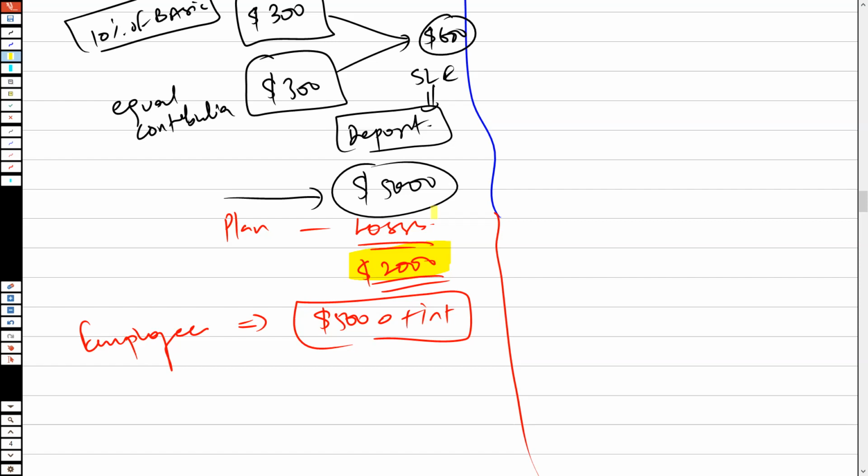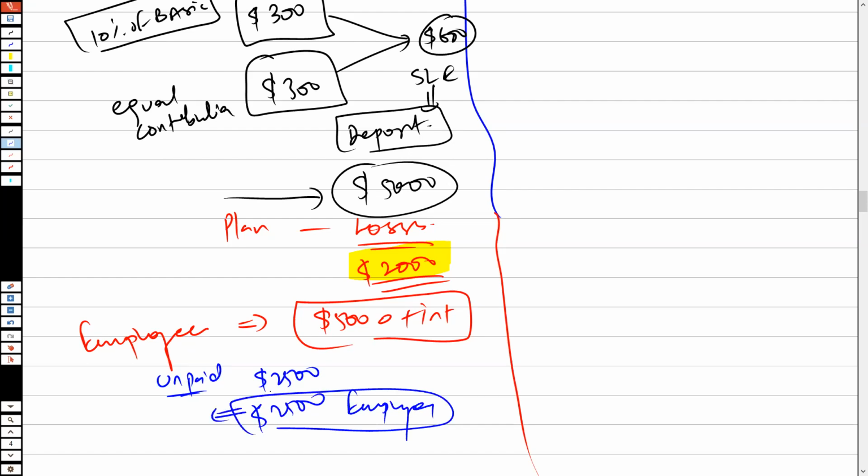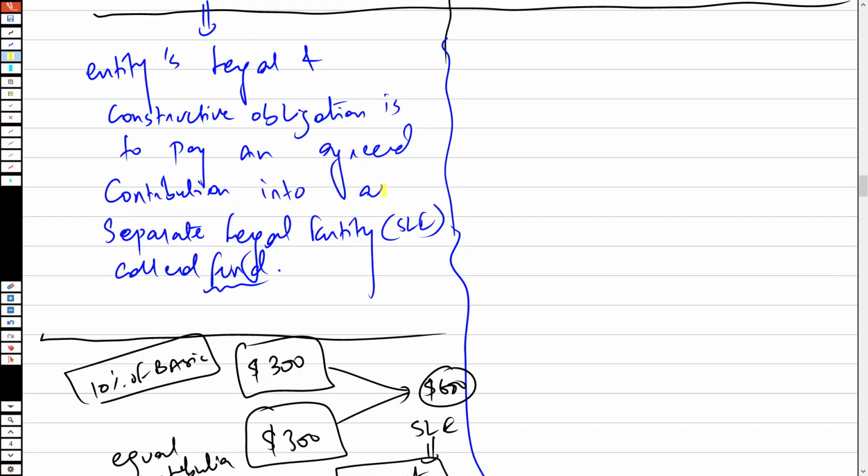the entity is only legally or constructively obliged to settle the unpaid amount. So if $2,500 was deducted from the employee salary and $2,500 was to be contributed by the employer, and the employer has not paid any amount from this, then he has to contribute. Otherwise, he doesn't have to. So basically, the entity's only legal or constructive obligation is to pay an agreed contribution into a separate legal entity called the fund.